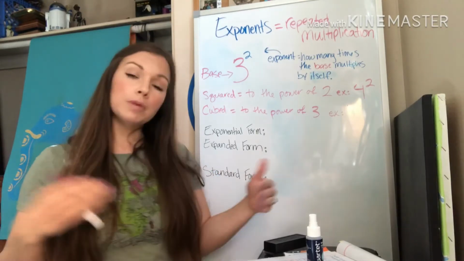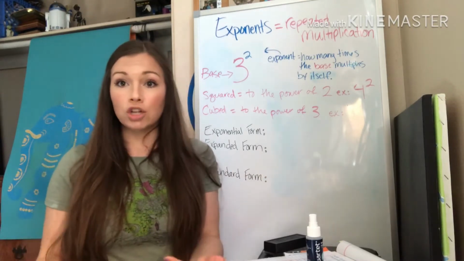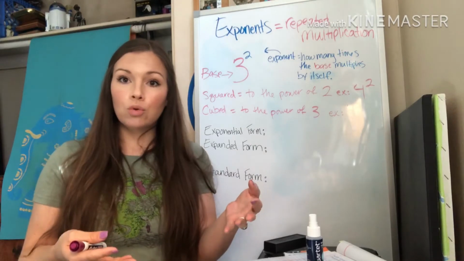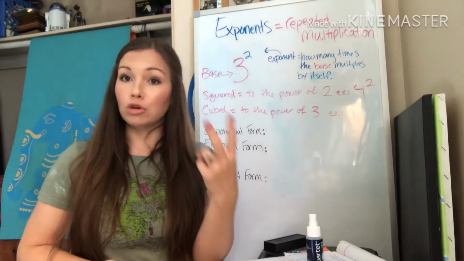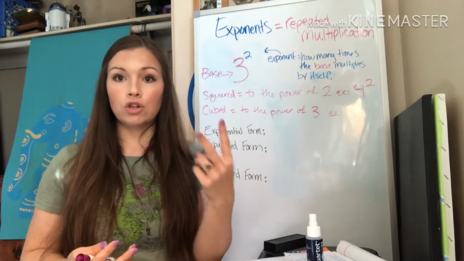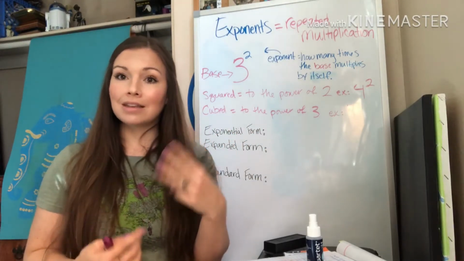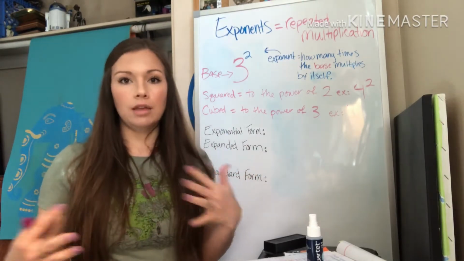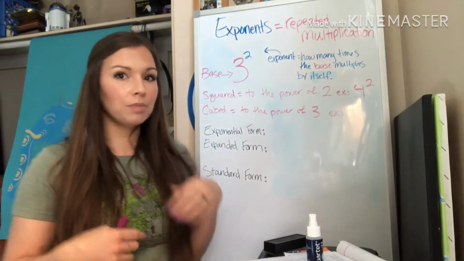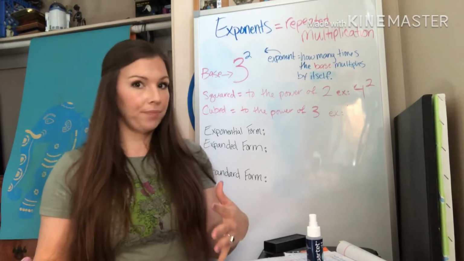Okay, so we know that multiplication is repeated addition. 3 times 2 is either 3 2s or 2 3s. 2 plus 2 plus 2 is 6. 3 plus 3 is 6. 3 times 2 is 6. Okay, so that same concept applies to exponents, but it's repeated multiplication.